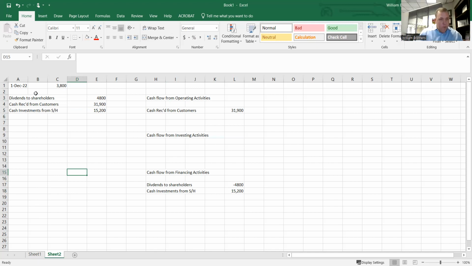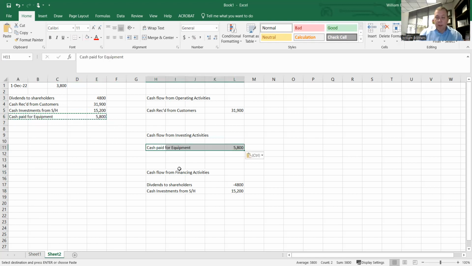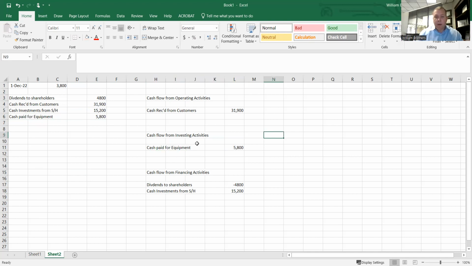Cash paid for equipment, and it's the amount of $5,800. I'm going to put that as an investment because we know that investing is going to give us a useful life. Now that's going to be a negative number. That's going to be an outflow of cash. Again, we receive an asset, but we're just thinking about the effect on cash in the statement.